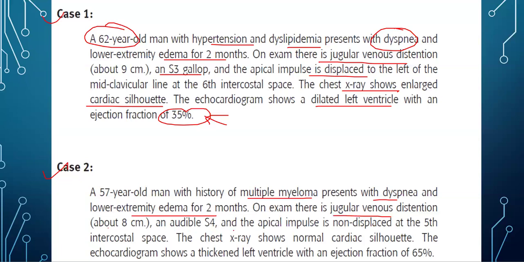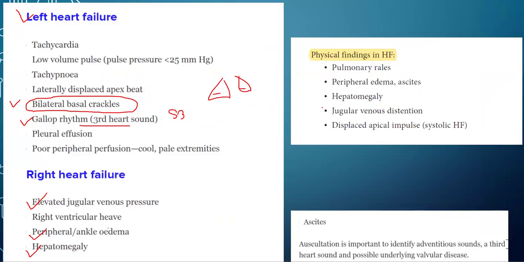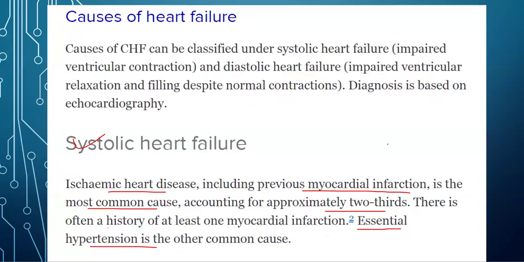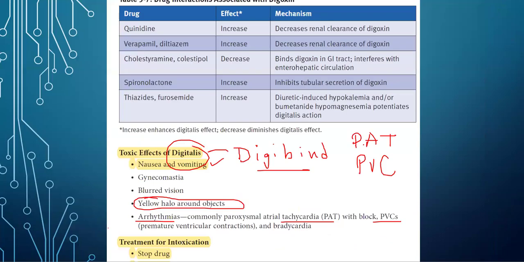So good. A 57-year-old man with history of multiple myeloma comes with dyspnea and lower extremity edema. There is raised JVP, S4 gallop rhythm. Then there is apical impulse non-displaced. Chest X-ray shows normal cardiac shadow. Echo shows ejection fraction of 65. So this one also easy for you. This is a diastolic heart failure because you can see there is no cardiomegaly and ejection fraction is normal. Okay, so very good. So you do understand heart failure pretty well then.